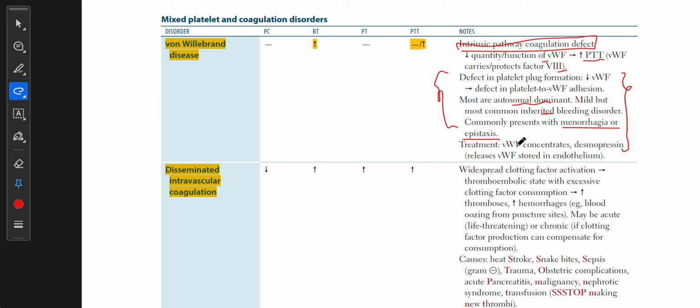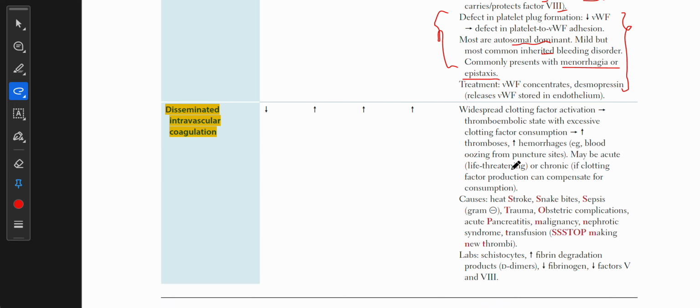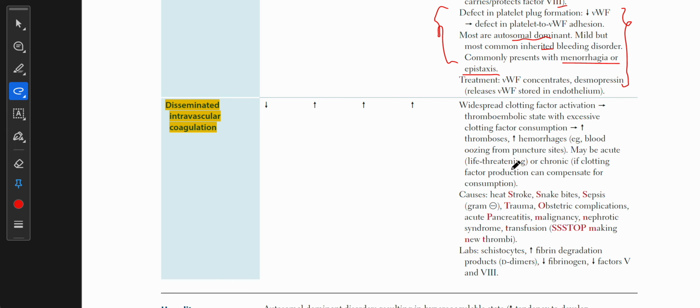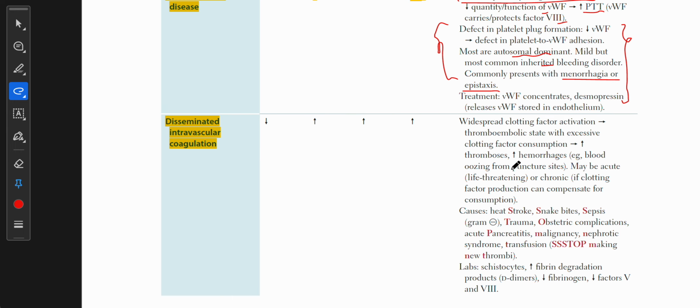So treatment is VWF concentrates and desmopressin, which releases VWF stored in the endothelium. That is the mechanism of action of desmopressin. We'll talk about that in pharmacology.